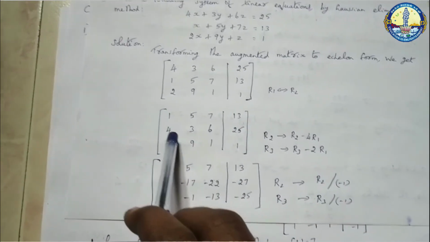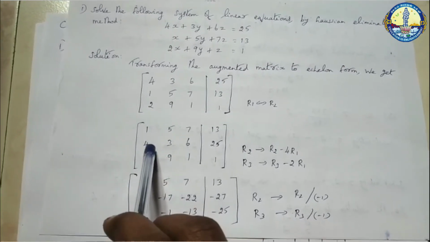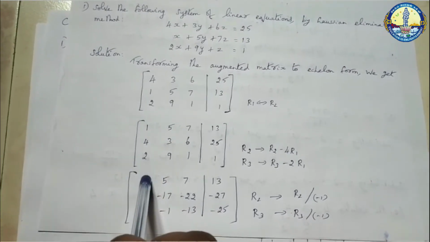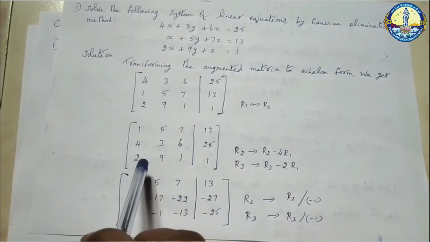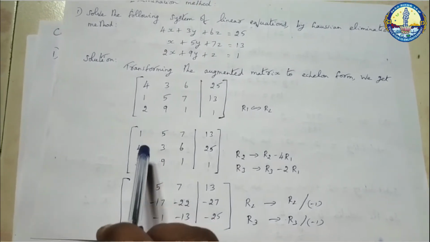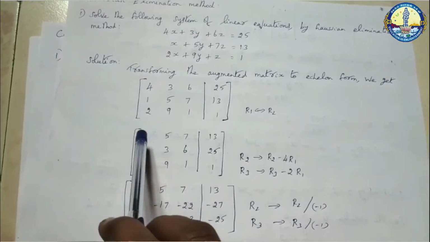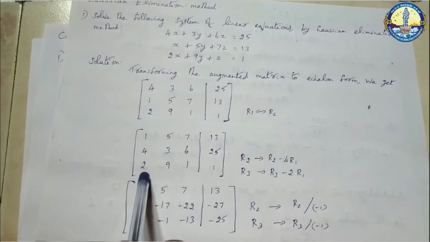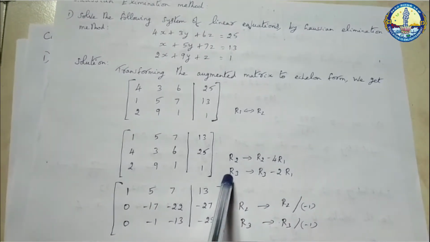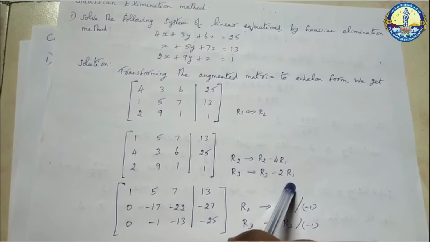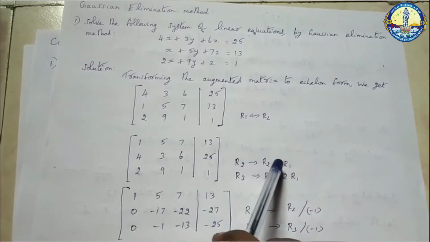Now we are going to make the entries below 1, that is 4 and 2, zero by using elementary operations. Here 4 minus 4 is 0, and 2 minus 2 is 0. So multiply R1 by 4 and subtract from R2, and multiply R1 by 2 and subtract from R3. So R2 becomes R2 minus 4R1, and R3 becomes R3 minus 2R1.